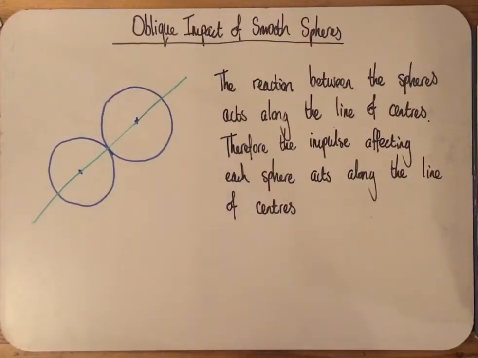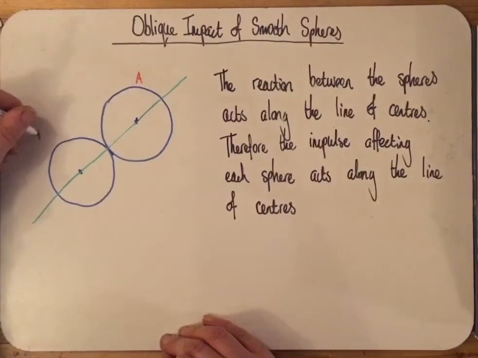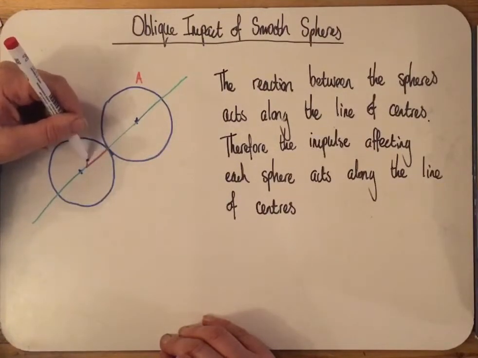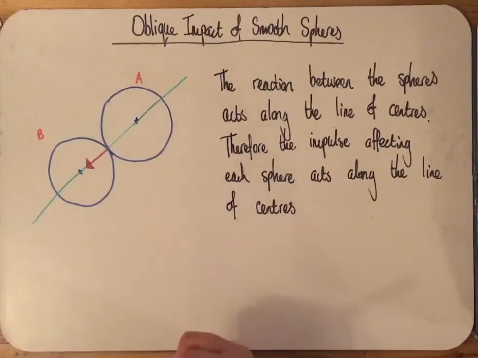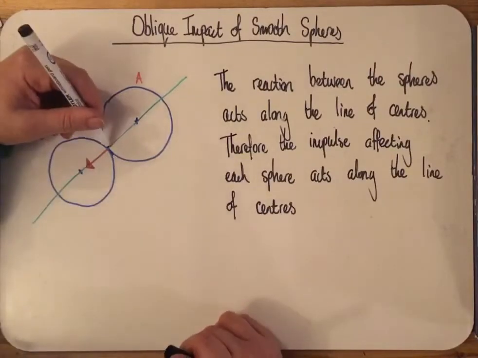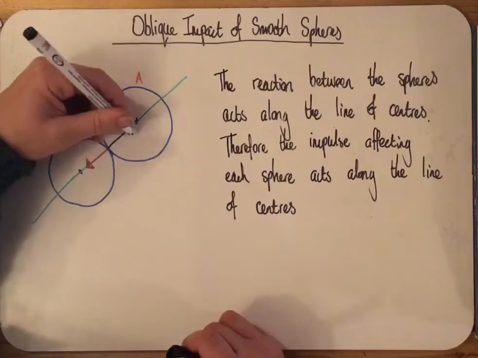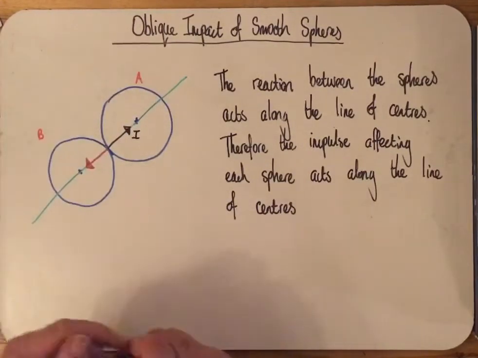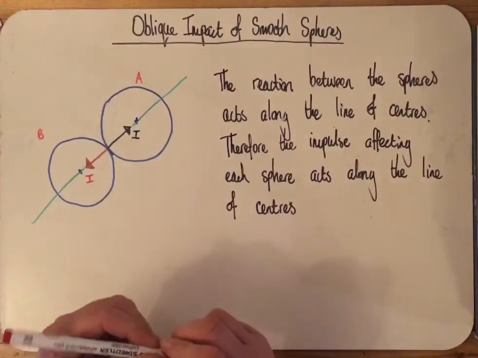So that when the spheres collide, the impulse from sphere A onto B is going to act this way along the line of centres, and the impulse of B on A will act this way, and they're going to be equal and opposite in magnitude. Let's stick to my colour coding.